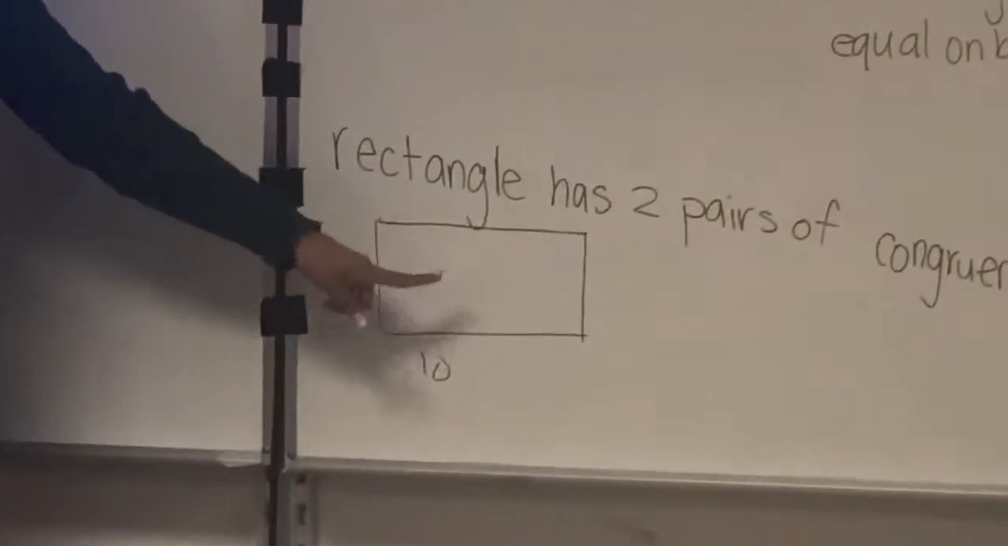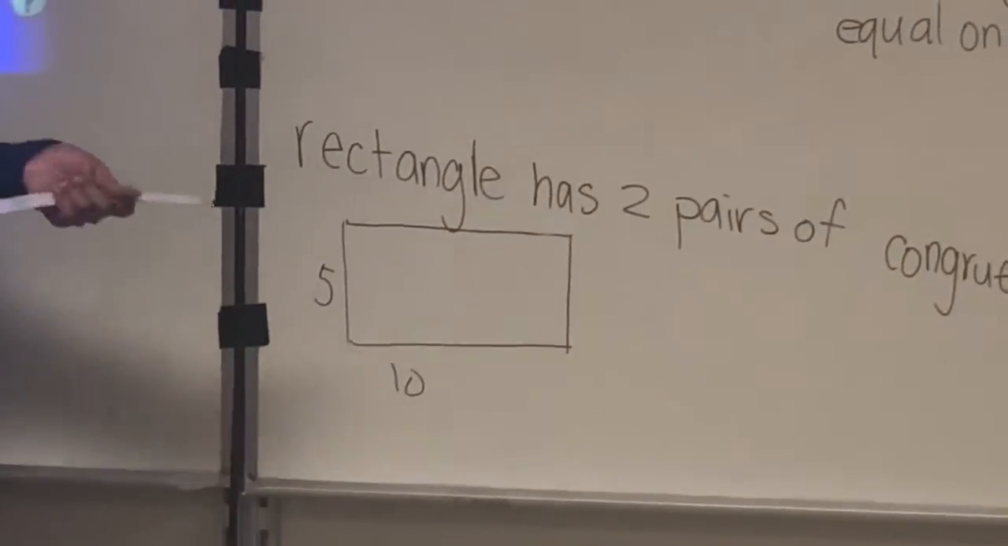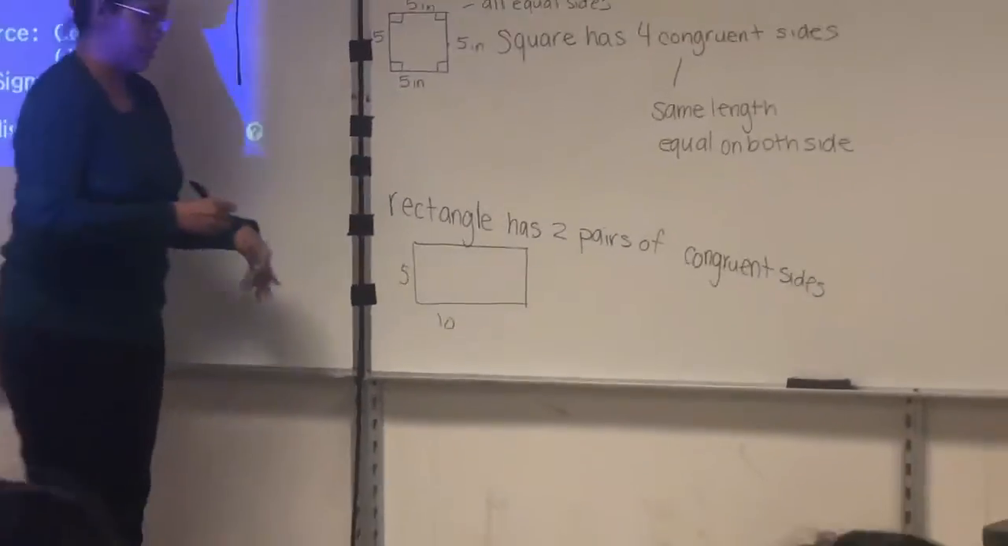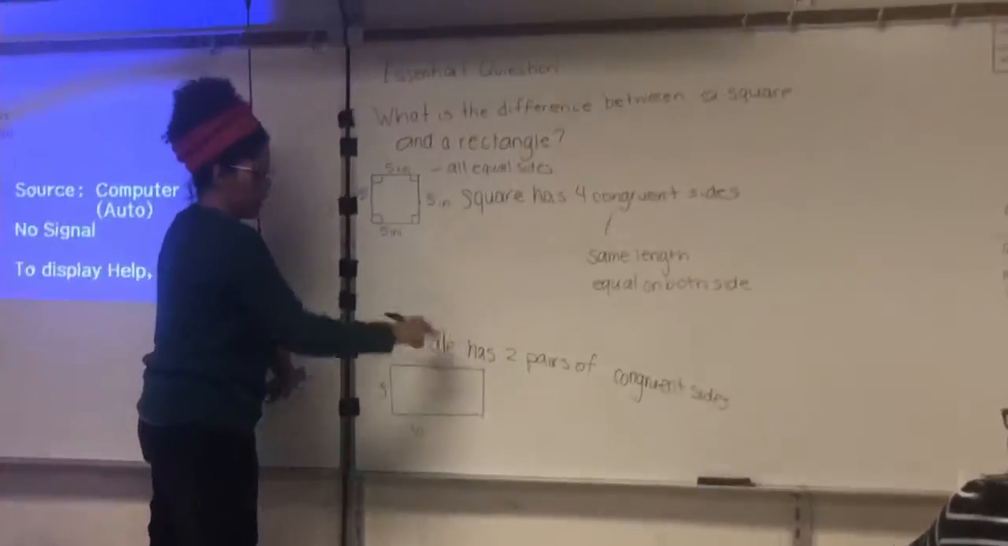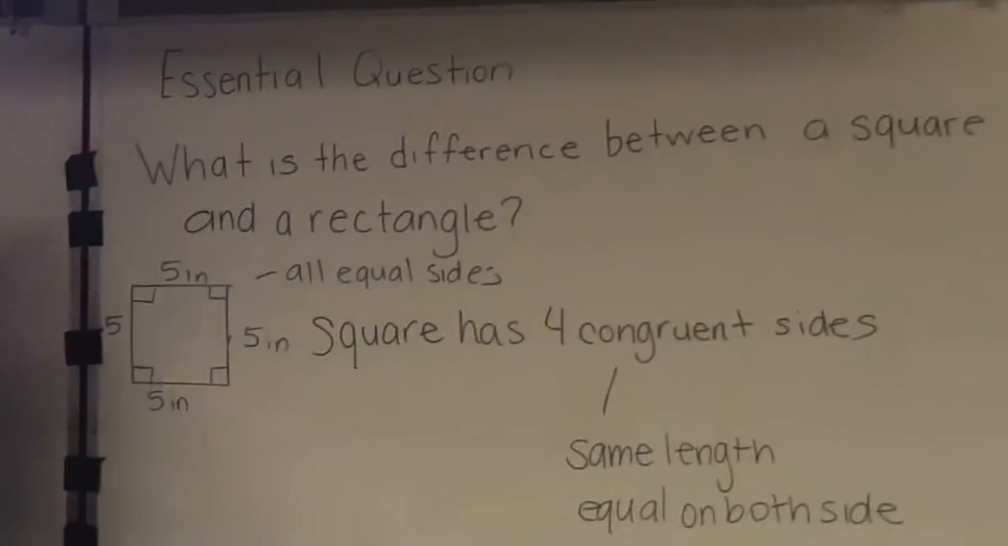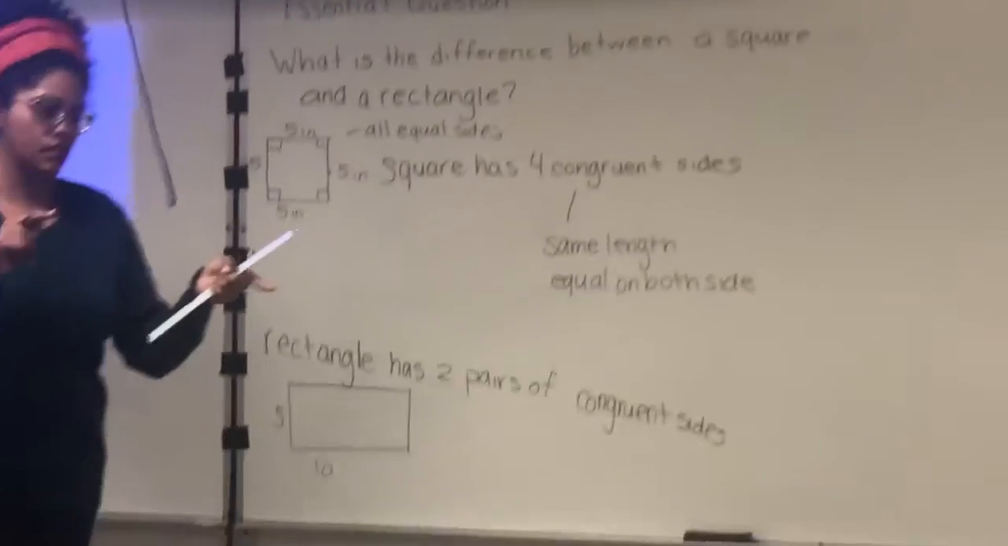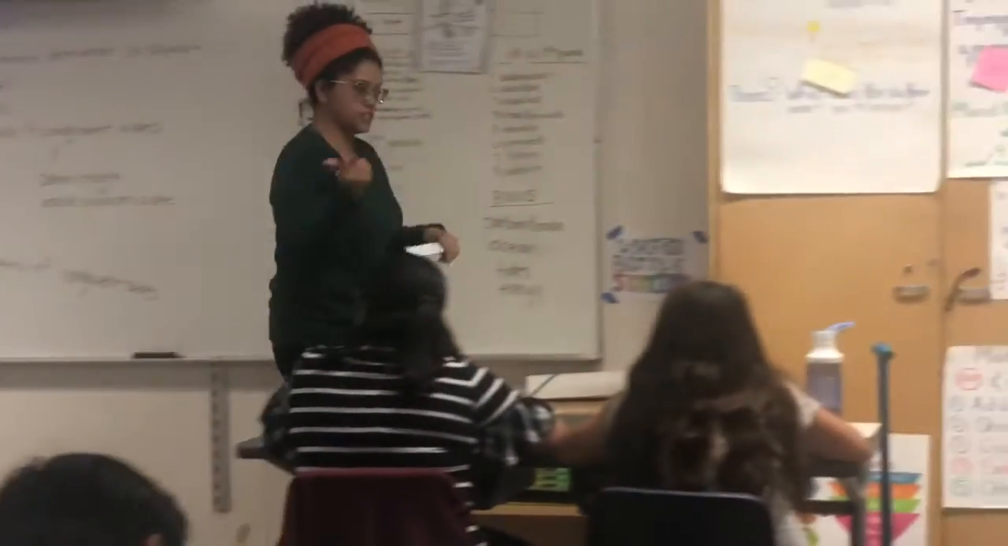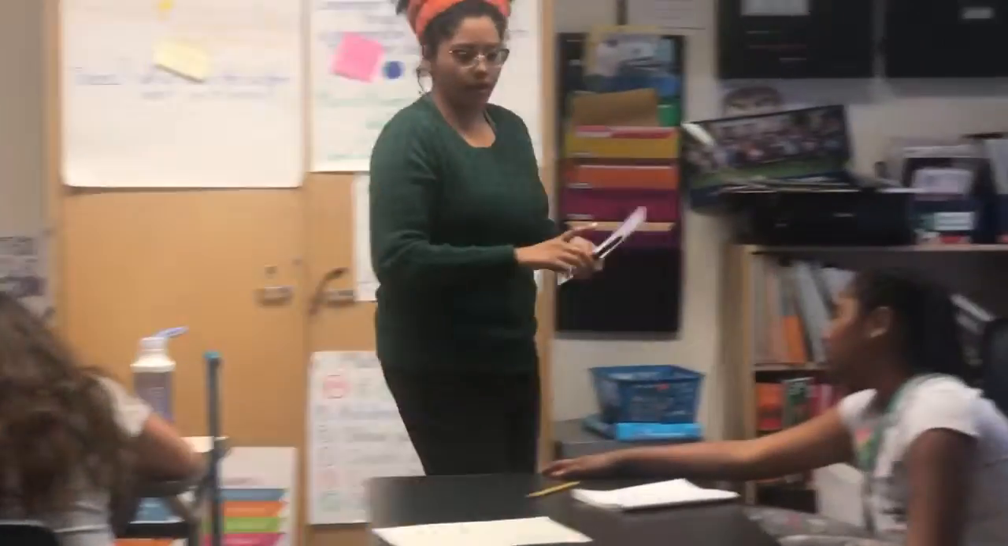Notice the long side and the short side. The long side is the length and the short side is the width. Length and width are different. One side is bigger. Now I'm going to give you some time to take note of this example of a rectangle.